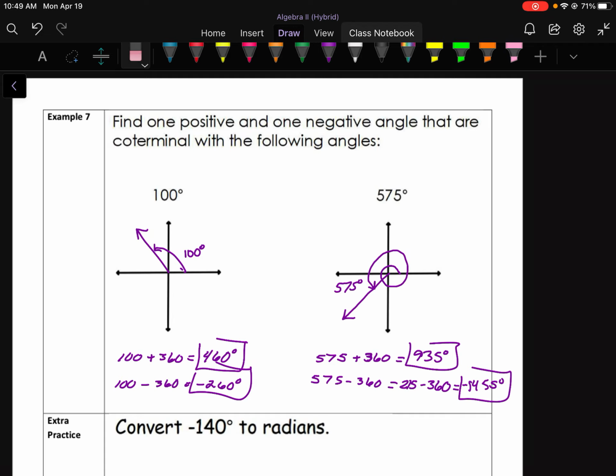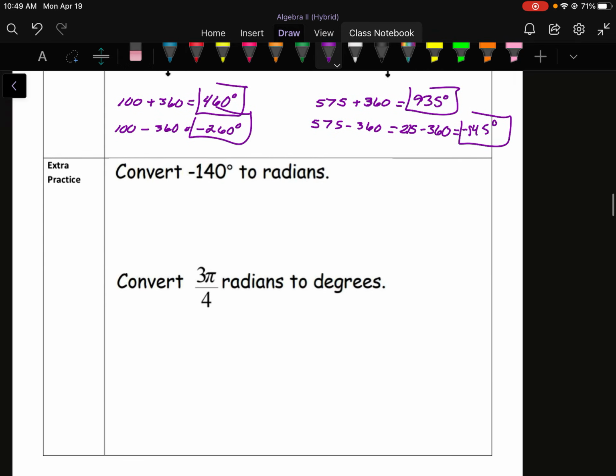All right. And then there's just a couple more here if you want to convert between radians and degrees again. So negative 140 degrees means I need to multiply by pi over 180 because I want pi in my answer. So I'll put this over 1. And then again, reduce if you can. We can divide these both by 20. So it would be negative 7 and 9. So negative 7 pi over 9 if you multiply across.